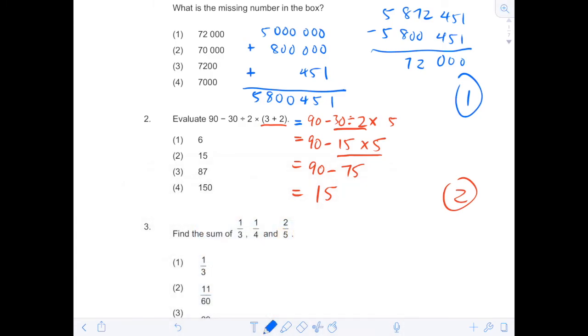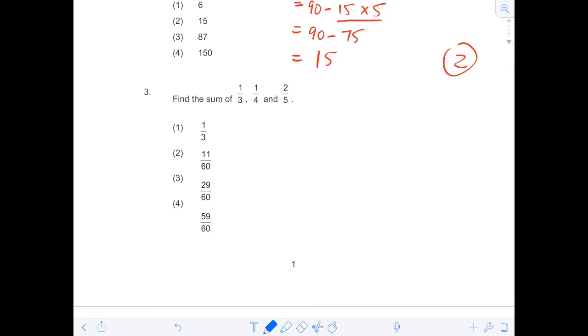Okay, for question 3, find the sum of 1/3, 1/4, and 2/5. Two ways you can do this. Either you can find a common denominator of all 3 of them, or you could start by solving 2, then you add the third one into those 2.